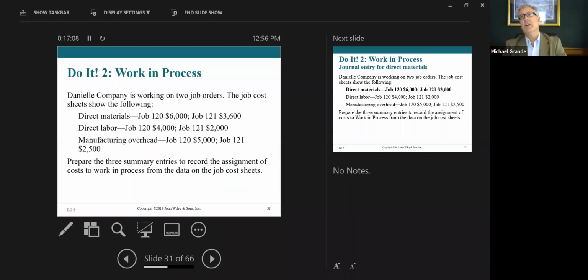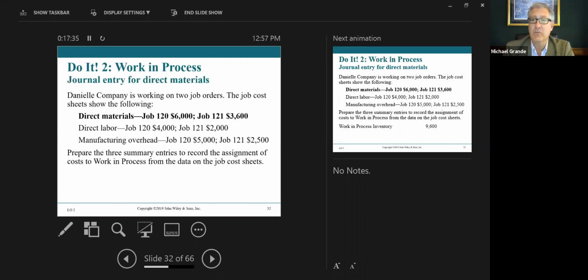Danielle Company is working on 2 jobs. The job cost sheets show the following. Direct materials for job 120 and job 121. Direct labor for job 120 and 121. And then manufacturing overhead for job 120 and 121. Prepare the 3 summary entries to record the assignment of these costs to work in process and on the job cost sheets.